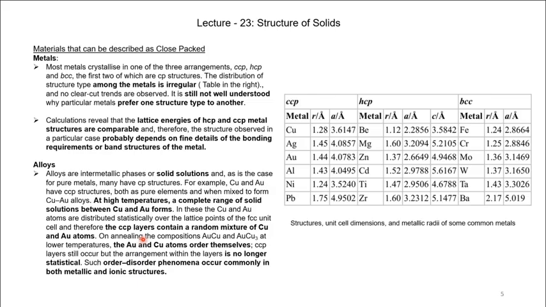Anneal, that means we cool this down, and then what happens, the arrangement becomes ordered for copper and gold, and we can have two intermetallic phases, AuCu and AuCu3. So then we will see that this is no longer a statistical arrangement. Order-disorder phenomena occur commonly in both metallic and ionic structures.